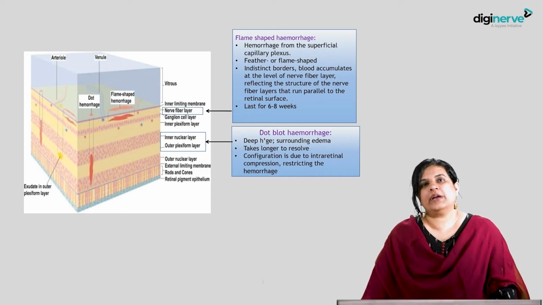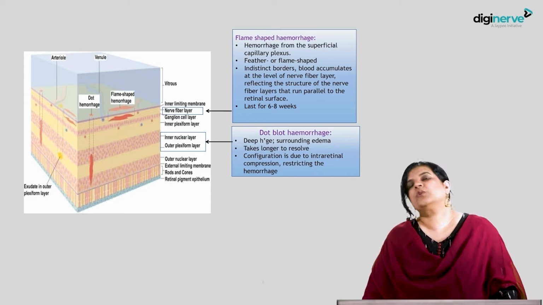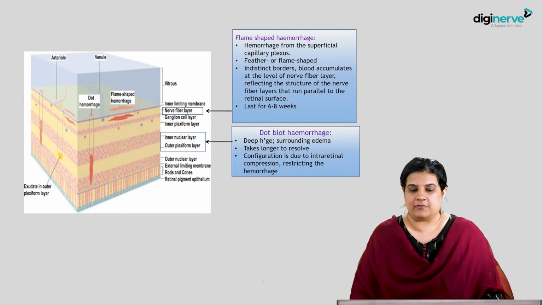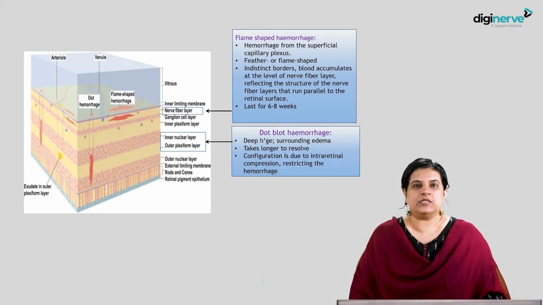So drawing a retinal diagram always gives you a clue to future changes. Briefly, let's have a look at which layers of the retina are actually getting involved. Commonly in hypertensive retinopathy, we see flame-shaped hemorrhages. Now these hemorrhages are flame-shaped by virtue of the fact that they are lying in a superficial layer. They are also called feather-shaped hemorrhages. These hemorrhages have indistinct borders.